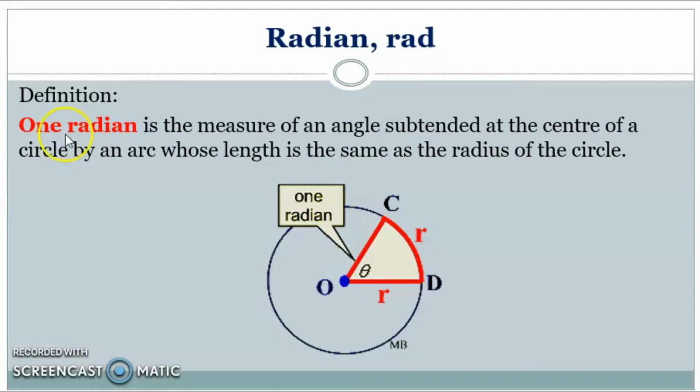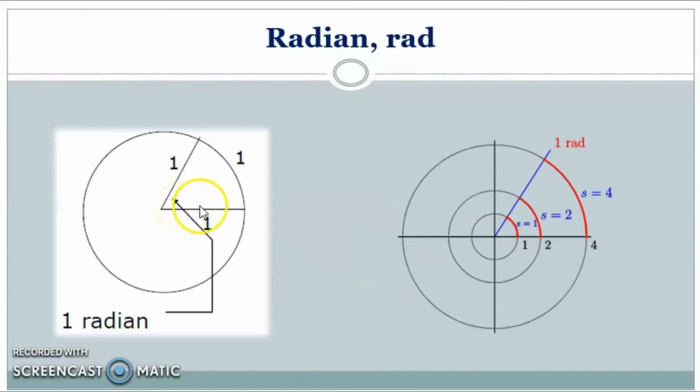First, we will learn the definitions of radian. 1 radian is the measure of an angle subtended at the center of a circle by an arc whose length is the same as the radius of the circle. This means that when the angle subtended is 1 radian, the arc length and the length of the radius are the same. For 1 radian, if the arc length is 1, then the radius is also 1. Similarly, if the arc length is 2, the radius is also 2, and so on.